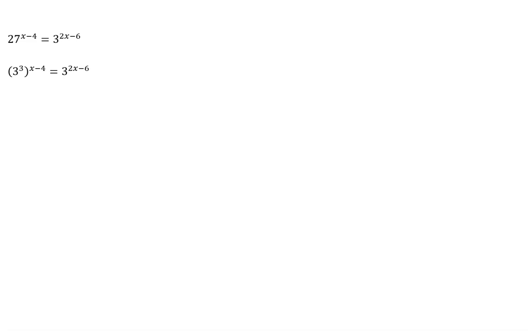Now, when you take a power to a power, we multiply the exponents. So we multiply 3 times x minus 4. So now we have 3 to the 3x minus 12 equals 3 to the 2x minus 6. Since the bases are the same and the expressions are equal, we set the exponents equal to each other. Then we can subtract 2x from both sides, add 12 to both sides, and we get x equals 6.